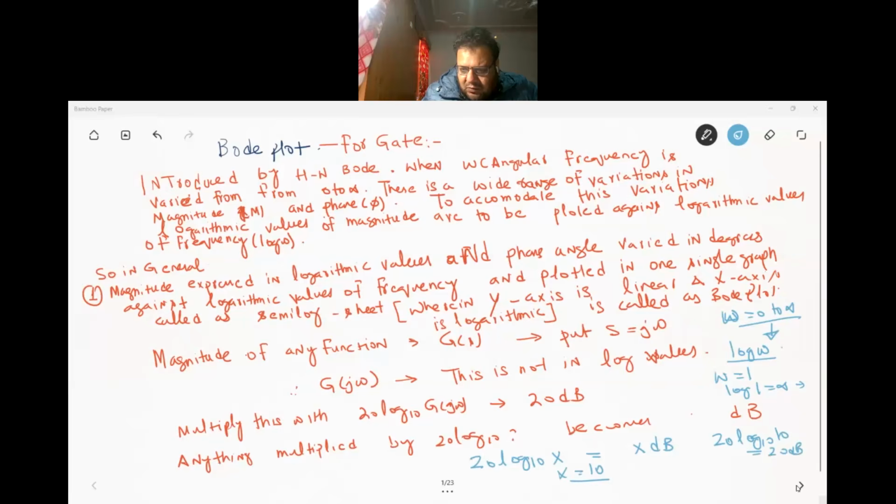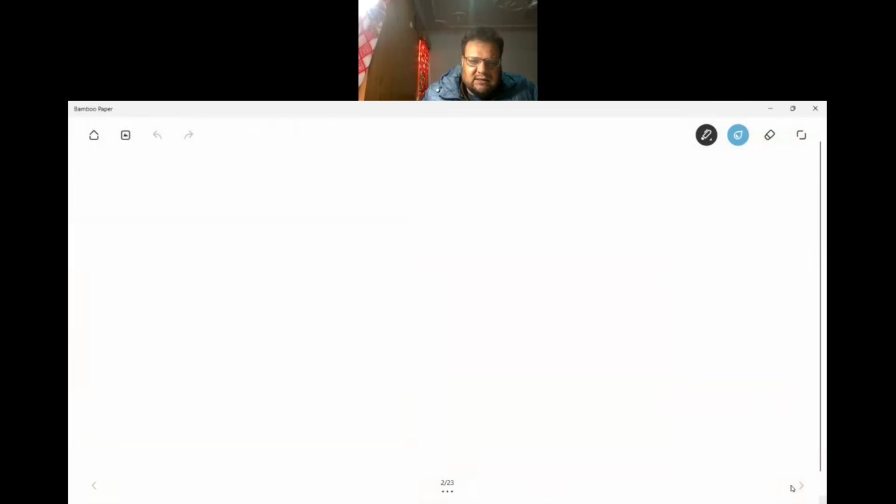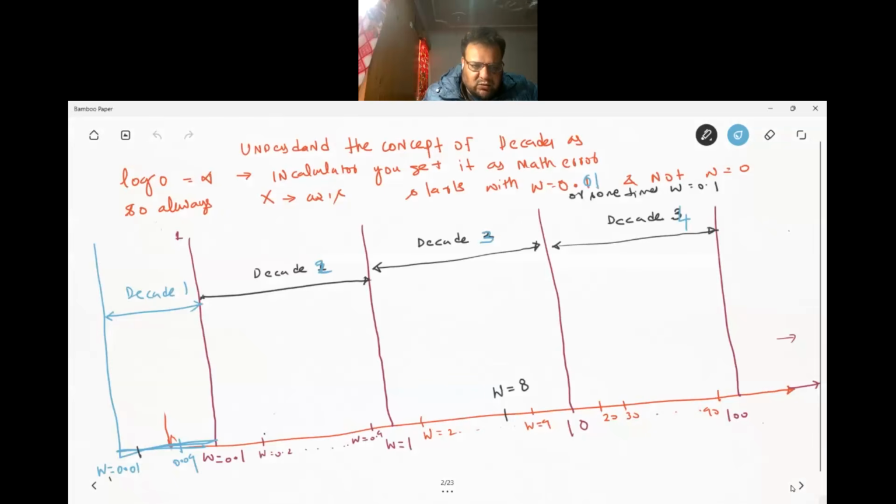Now the most important concept here is to understand what a decade is. In the Bode plot, I told you it cannot start from omega equal to 1. It can start before it, because omega equal to 0 will give you infinity, since 20 log 0 will give you an infinite value. So the Bode plot starts from a lower value, 0.01, or at times in the question 0.1.